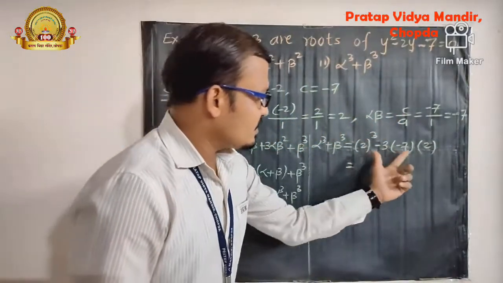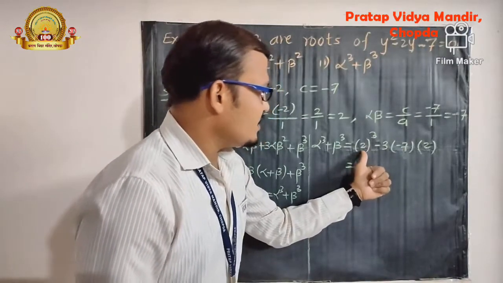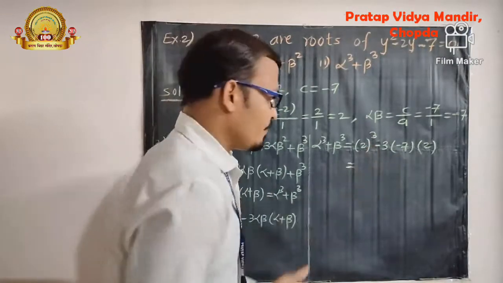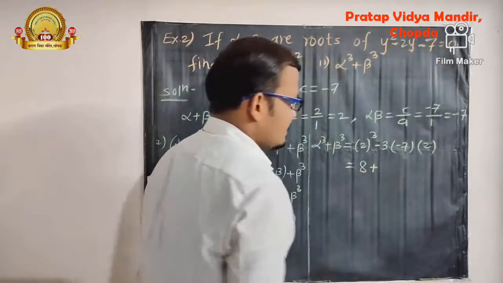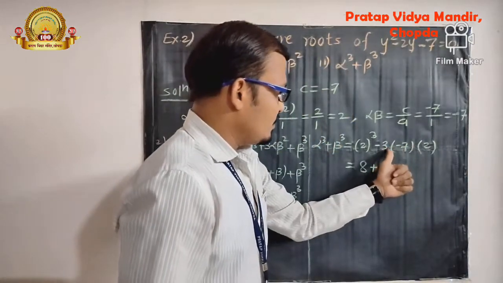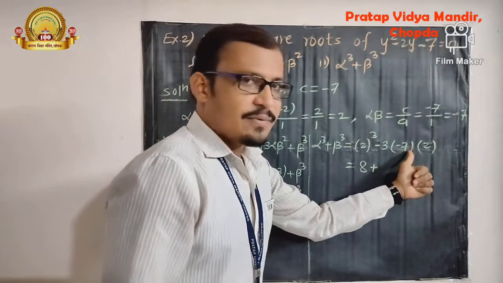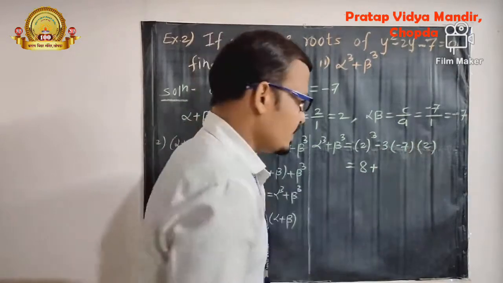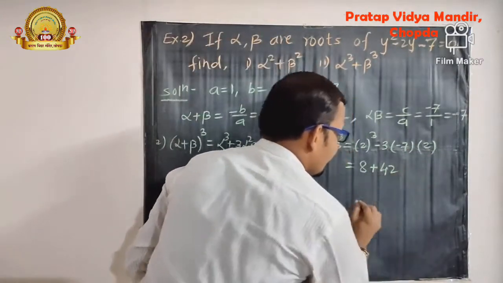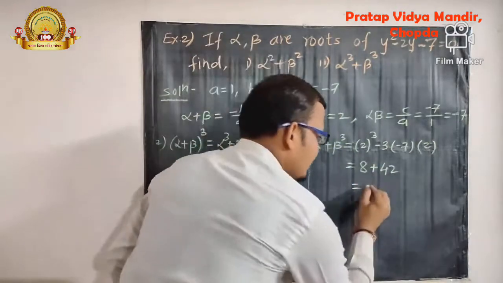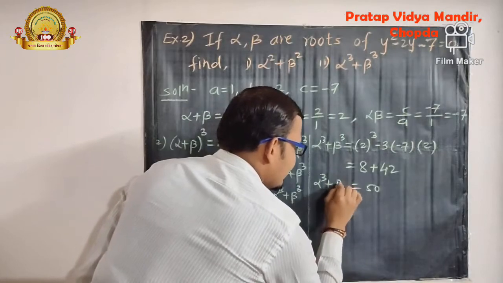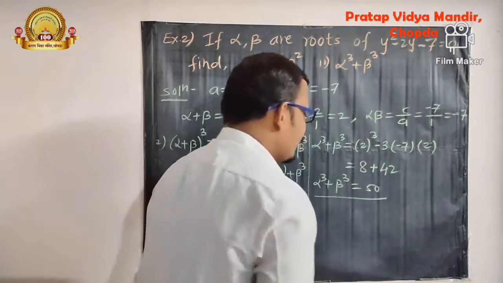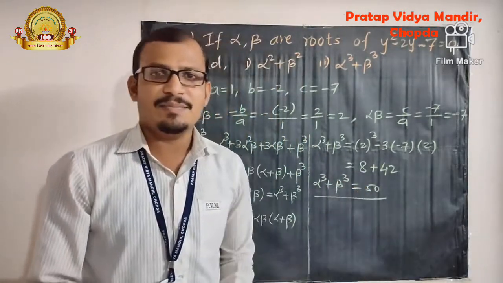And let us solve this. What is the cube of 2? Obviously 8, minus minus is plus 3 into 7, 21, and 21 into 2 is 42, and 8 plus 42 is 50. So friends, we get the value of alpha cube plus beta cube is 50.